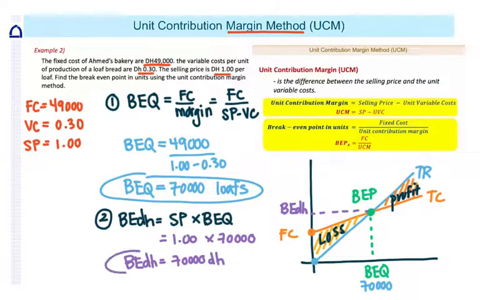So when we look at our cash register at the end of the day, if there's less than 70,000 dirhams that we've collected, that would be a loss. If there's more than 70,000 dirhams that we collected, that would be profit. Now, unfortunately, since they did not tell us the capacity, we can't figure out the break-even point as a percent of capacity in this example, but we'll do it on the next slide.